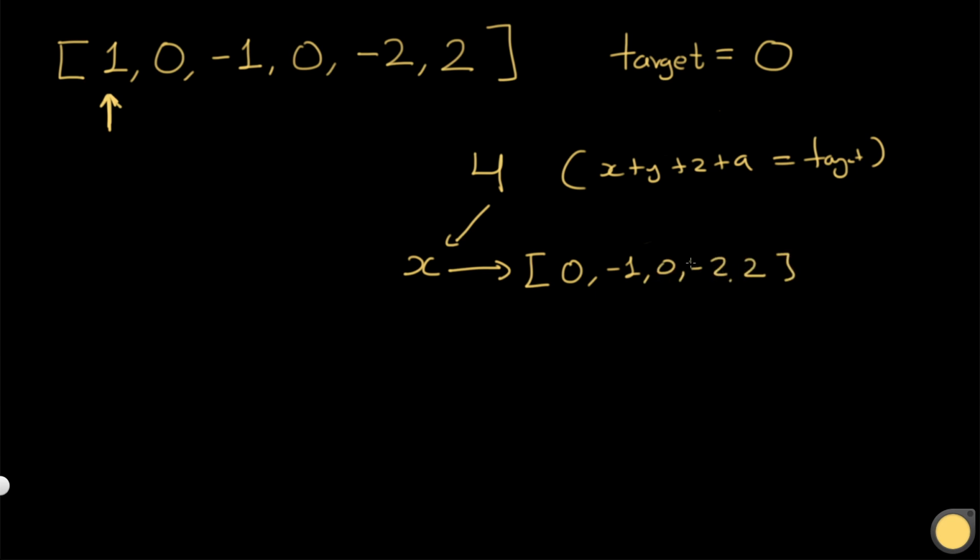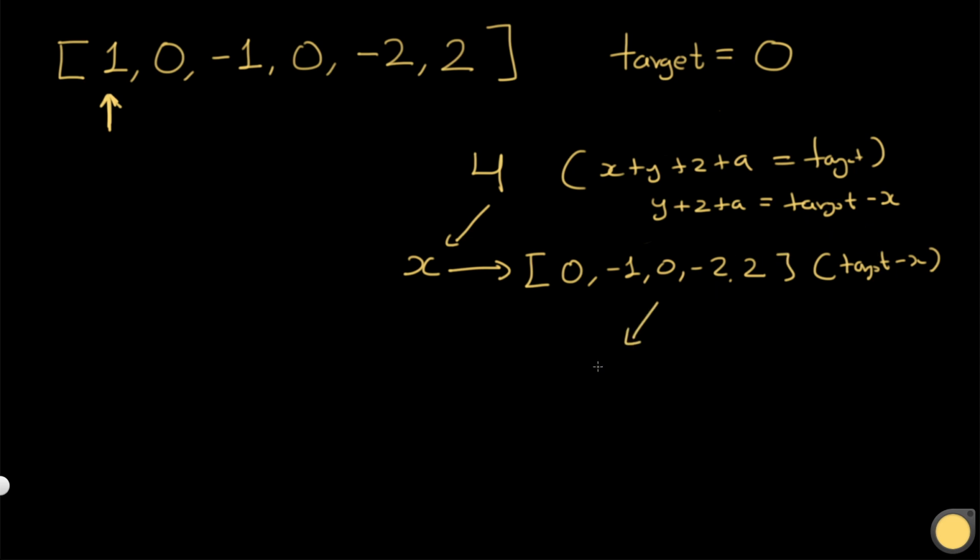Now the target changes. We have a value for x, and we're only searching for y, z, and a. So instead of searching for x plus y plus z plus a equals target, now we search for y plus z plus a equals target minus x. We basically update the target to be target minus x. This is what we're searching for. Now we're searching for 3 numbers, which is the same as 3 sum.